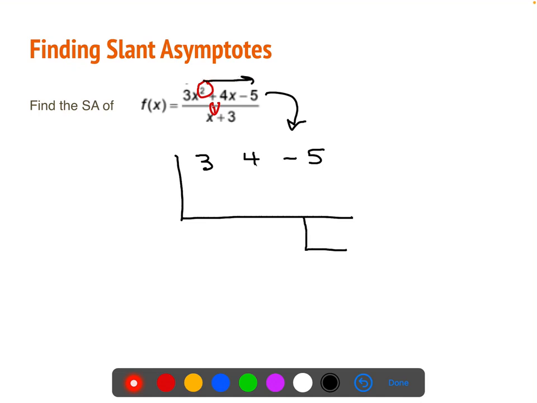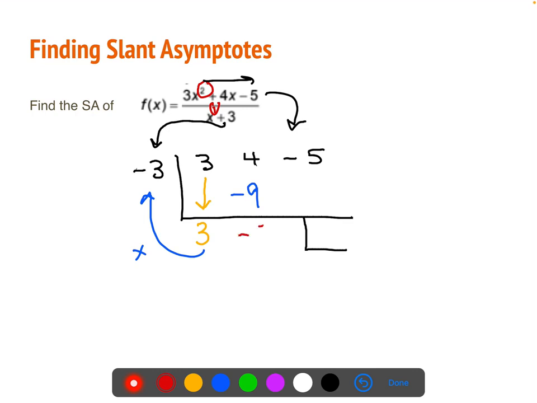So I have 3x squared plus 4x minus 5. You still need to make sure that they're in order from highest to lowest exponent and that nobody's missing. If one is missing, you put a 0 in for it. That one was good. Now over here, x plus 3 becomes negative 3. Remember, you change the sign when it's with an x. Now let's do some synthetic division. Bring down the first number. And remember, it's multiply, add until you get to the end.